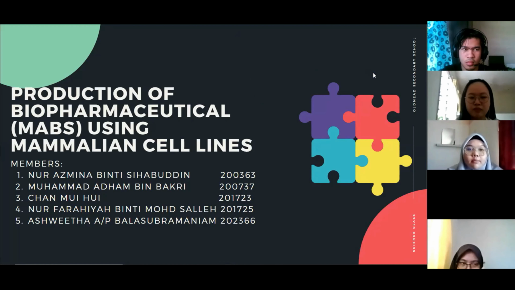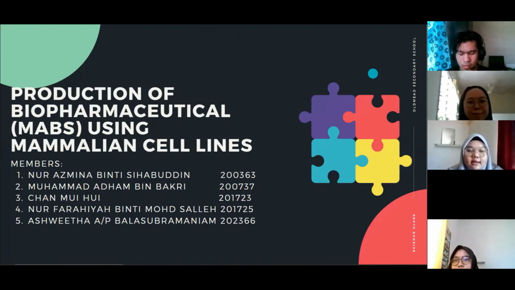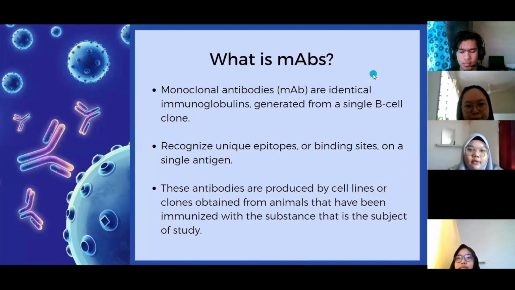We are from Group 2 and today we are going to present about production of biopharmaceutical MAbs using mammalian cell lines. Next slide. Firstly, what is MAb? Monoclonal antibodies are identical immunoglobulins generated from a single B cell clone. These antibodies recognize unique epitopes on a single antigen. These antibodies are produced by cell lines or clones obtained from animals that have been immunized.